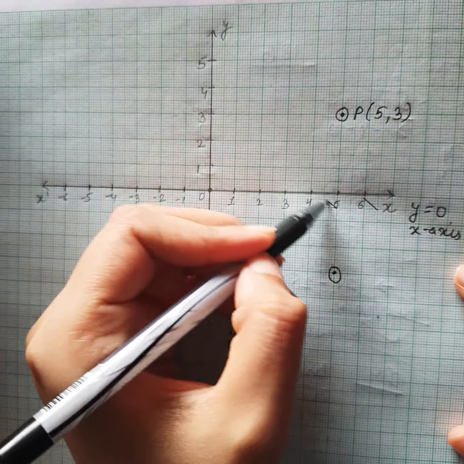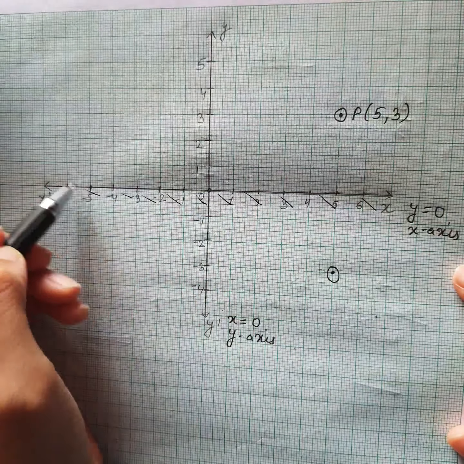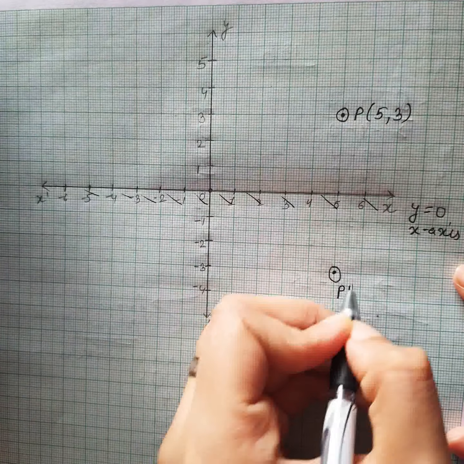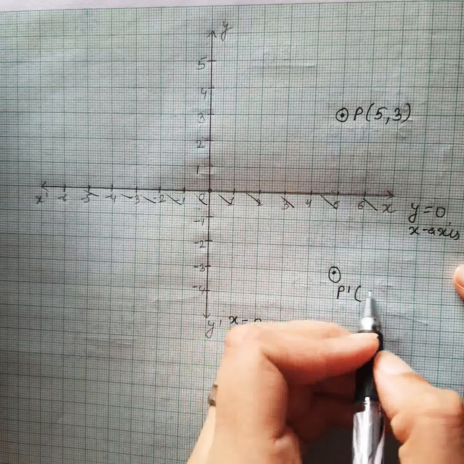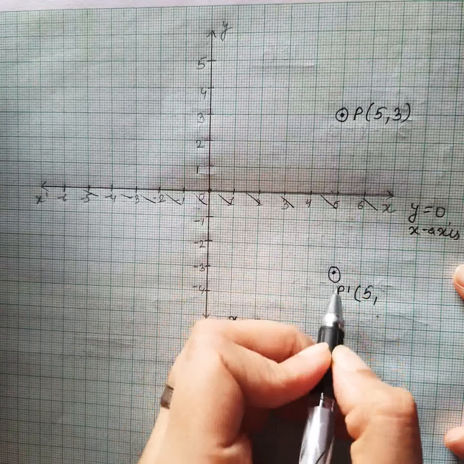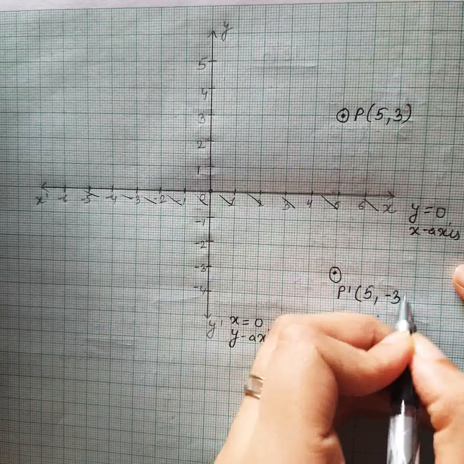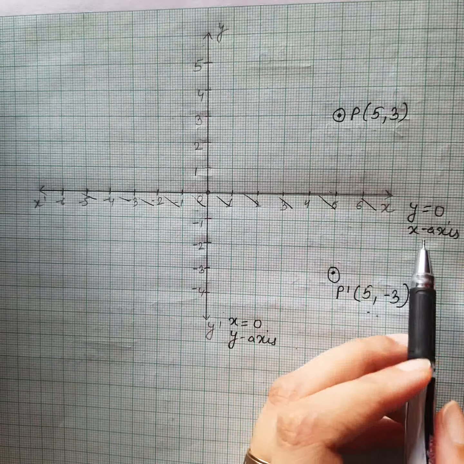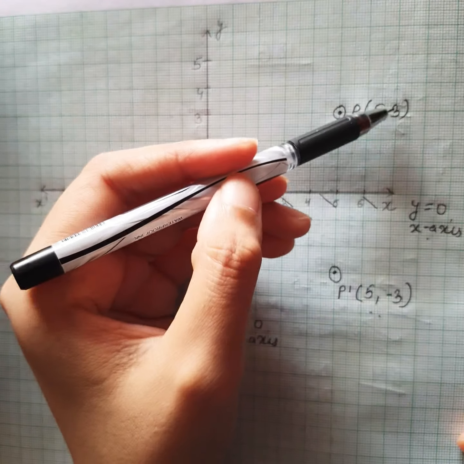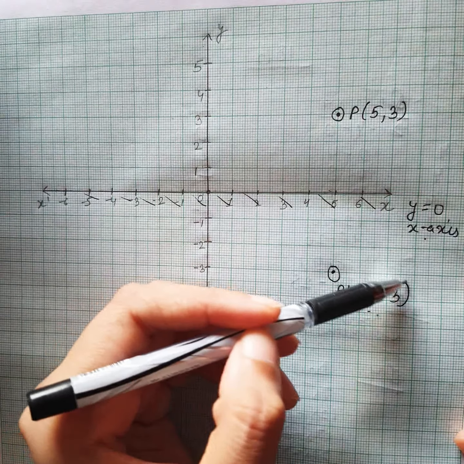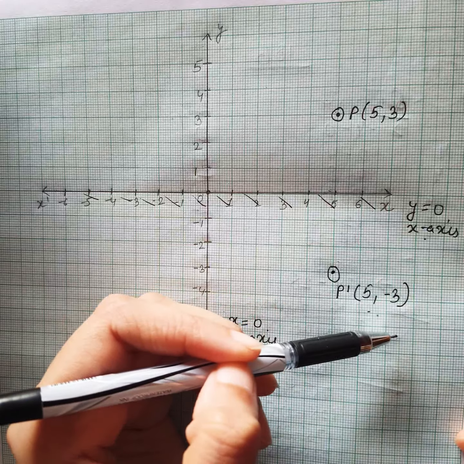If the mirror line is x-axis, the reflected point P dash will be this, and the coordinates of this point are (5, -3). So along x-axis, or along this line P to P dash, what changes? The sign of the y coordinate.